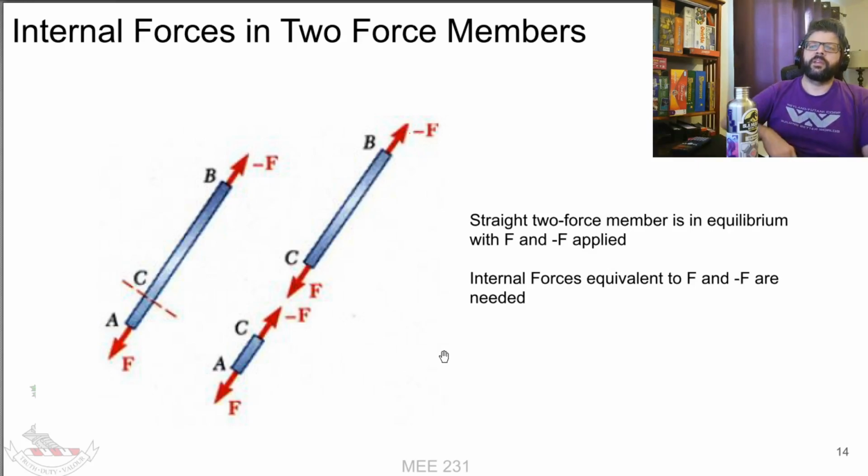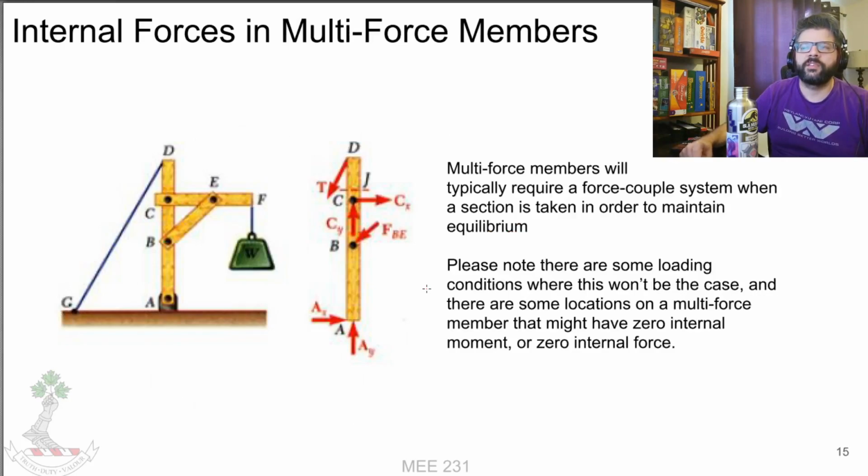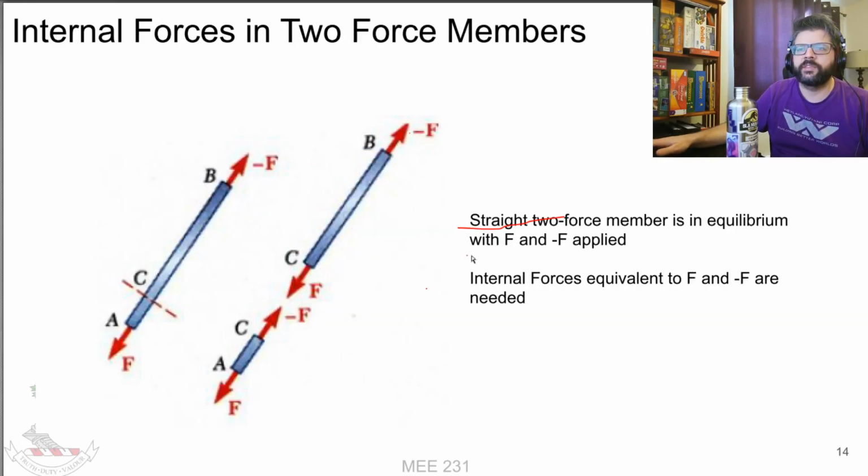So the internal forces need to be equivalent to the two forces that are applied on either end, and that's all there is for a straight two-force member. As long as this thing's straight, then the internal loads between the points where the forces are applied on that two-force member stay the same throughout. It's all axial, all normal, no shear, no bending.